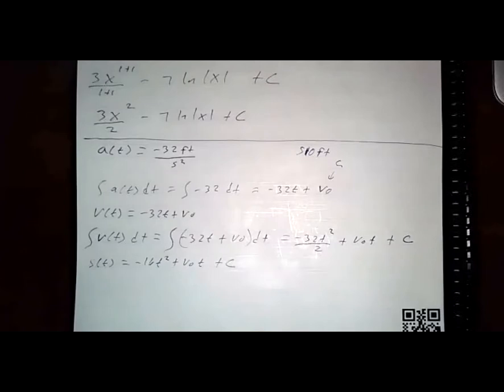Now, they gave me a height of 510. So basically the question is, what must this number be so that C is 570?